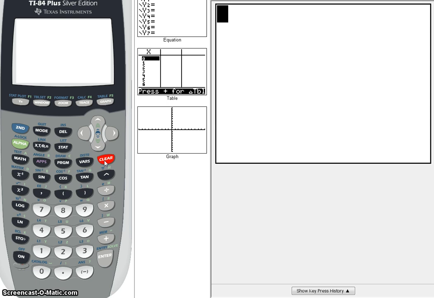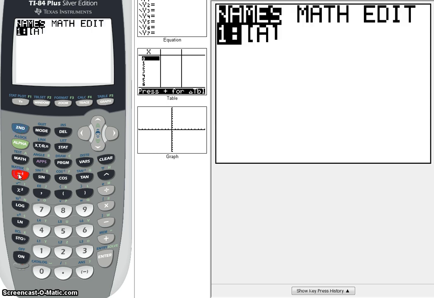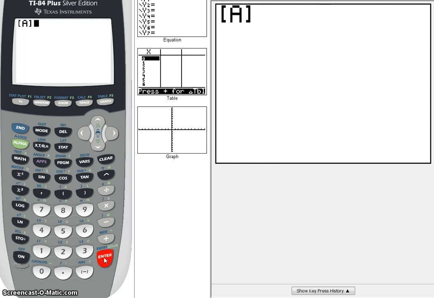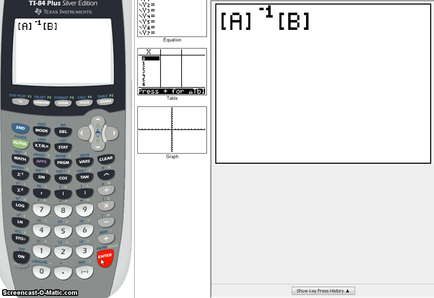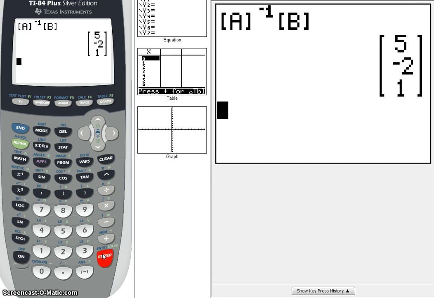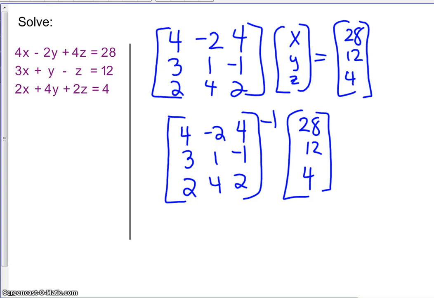Sorry. All right. Matrix. I want my A matrix. I want to take the inverse this time. Now I want to multiply it by my B matrix. That looks a little bit better. There we go. And when I hit equal, it gives me the answer. So my answer to this is that X must be 5, Y is -2, and Z is 1. So it was 5, -2, 1, all right, is our answer.